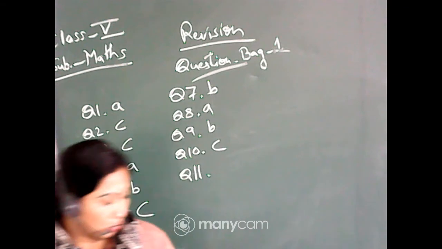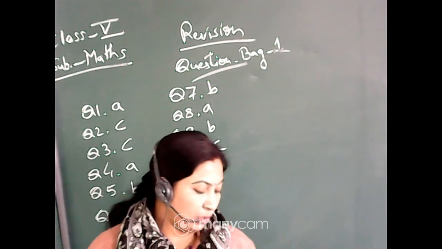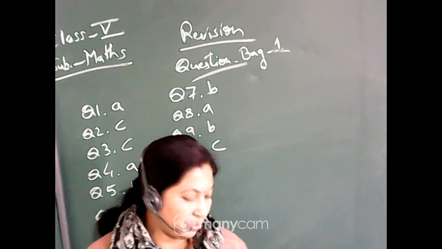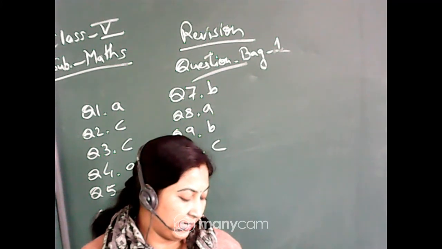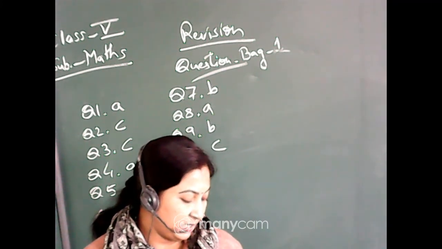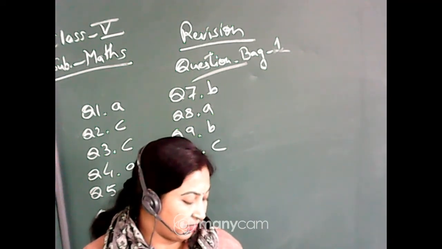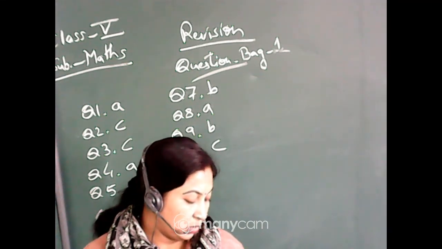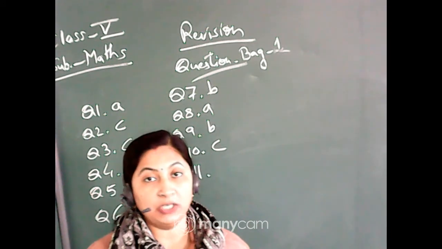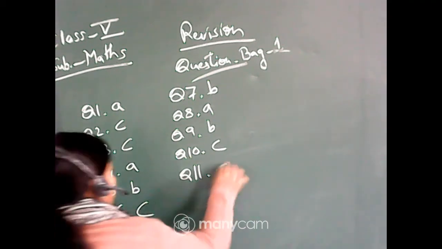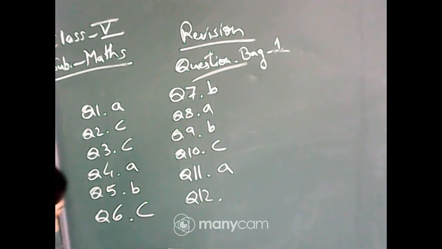Now come to question number 11. 3 into 0.3 into 0.03 into 30. The same thing, you will multiply. 3 3s are 9, 9 3s are 27, then 27 3s are 81, like this. The point will be after 3 digits. So it will be option number A, 0.81. When you multiply, the answer will be option A.